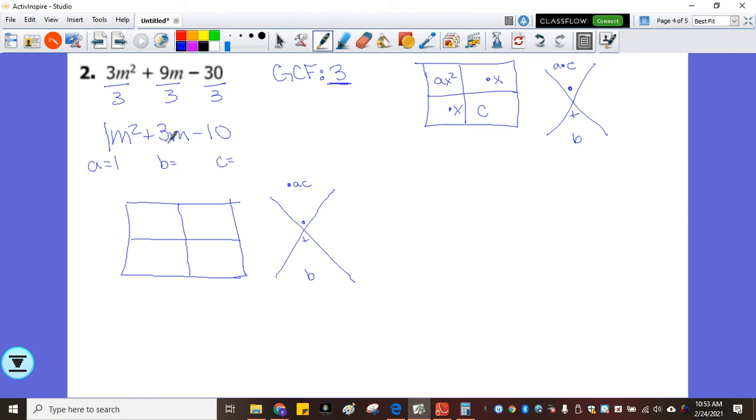B, 3, and C is 10. And that's following the ax squared plus bx plus c. So A is always the number in front of x squared, or in this case, n squared. B is always the number in front of just the x, or m. And C is just the number. And be careful to keep your signs with it. If I didn't make this a negative 10, my whole answer is going to be wrong, just because I forgot one sign.